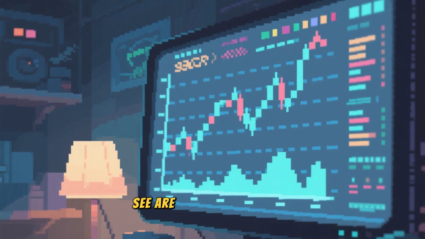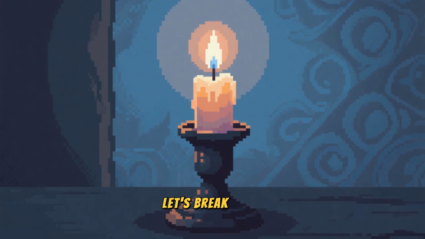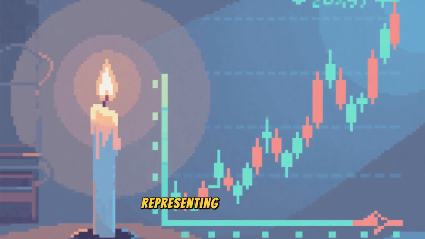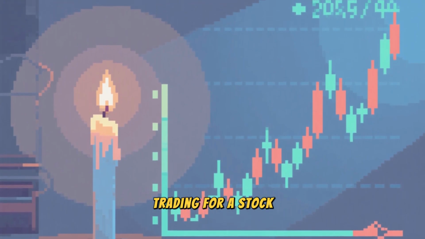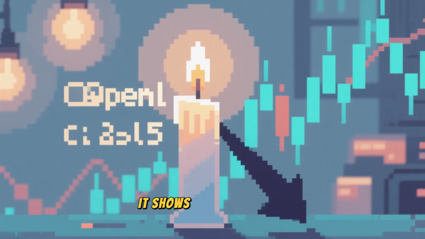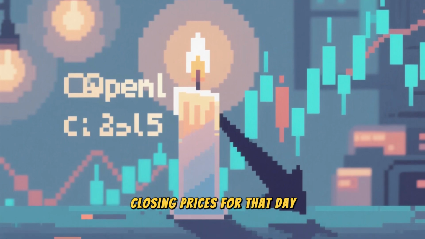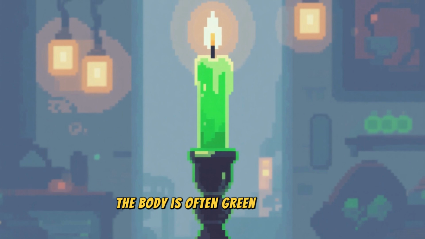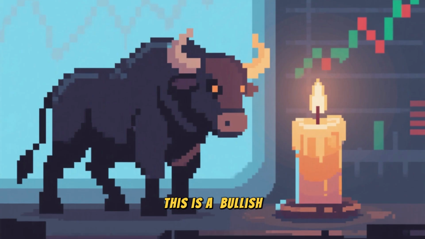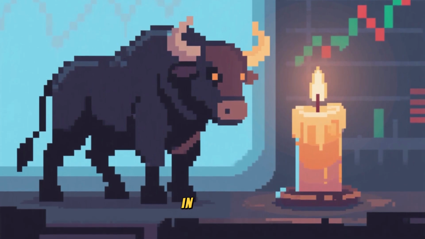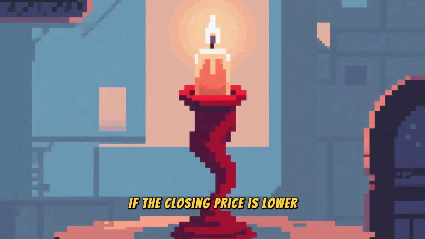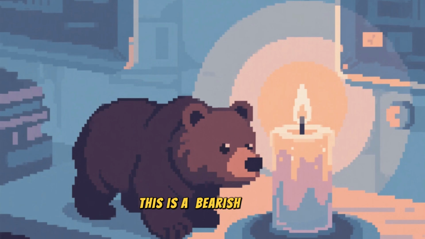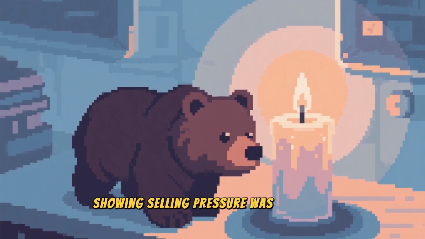Most stock charts you'll see are candlestick charts. Let's break down what a single candlestick tells you. Imagine a single candlestick representing one day of trading for a stock. The thick part is called the body. It shows the opening and closing prices for that day. If the closing price is higher than the opening price, the body is often green or white. This is a bullish candle, showing buying pressure was in control. If the closing price is lower than the opening price, the body is often red or black. This is a bearish candle, showing selling pressure was dominant.